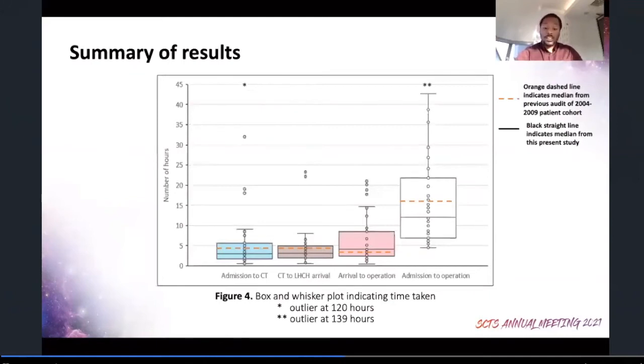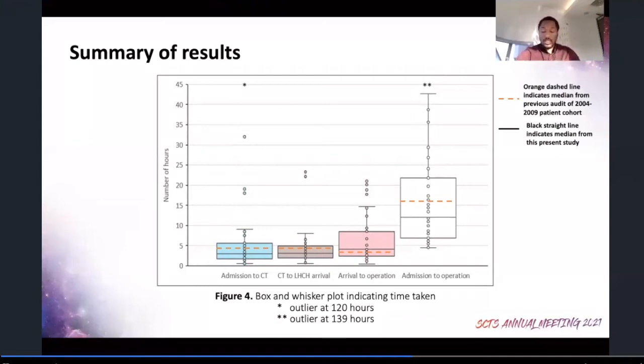So here we have summarized our findings. The diagnostic time was the shortest stage in the pathway. Interestingly, the longest stage was the time taken between arriving at LHCH and undergoing surgery. However, the diagnostic time was the stage most vulnerable to long delays, with 1 patient getting a diagnosis after 120 hours. The orange dotted line represents the medians from a previous audit done at LHCH.